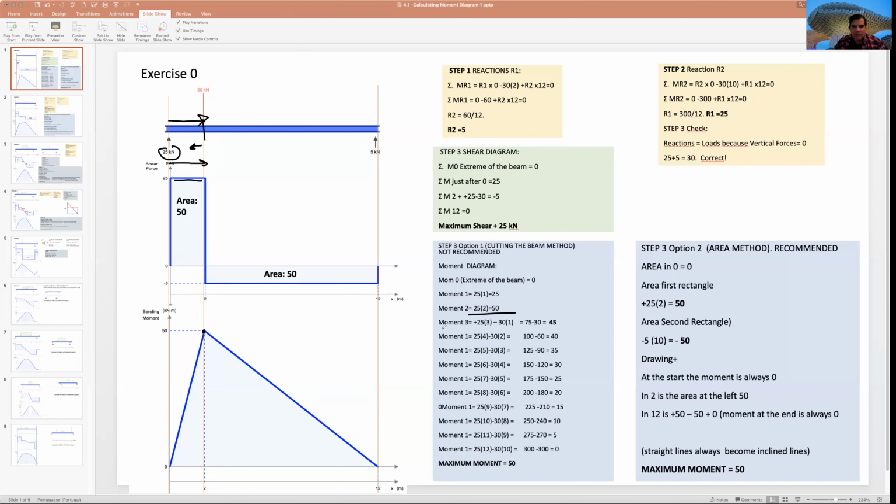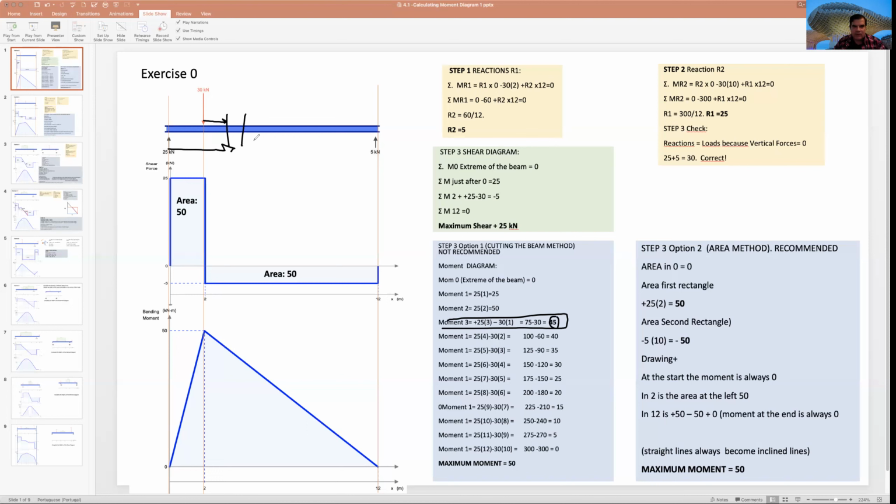The next moment will be what happens in 3. I cut my beam in 3, that is approximately here, and I look at what happens. Let me clean and cut again. What will happen is that I have 25 multiplied by 3 minus 30 multiplied by 1. And that is what I have here. 25 by 3, 75, minus 30 is 45.